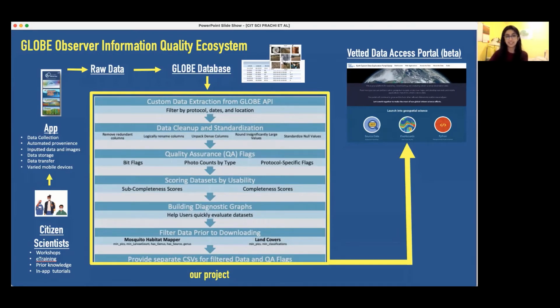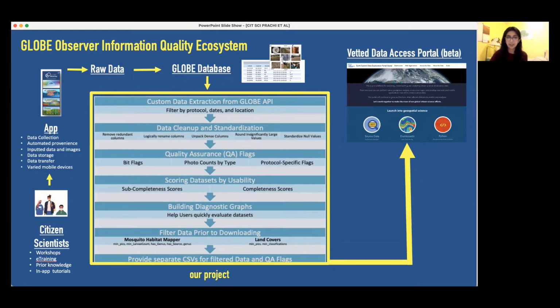First, citizen scientists are trained to use the Globe Observer app to conduct guided observations of mosquito habitats and land cover in their local areas. Then, the Globe Observer app processes and stores the raw user data in the publicly available Globe database. The yellow box is where we come in.